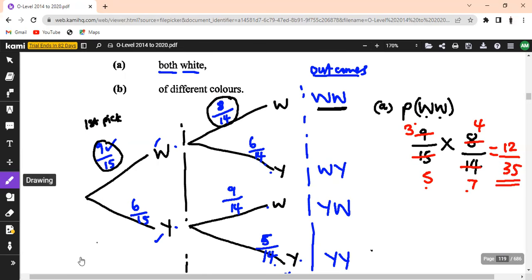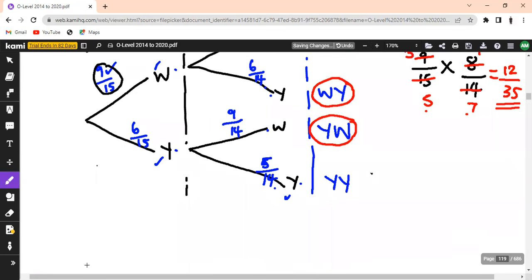All right, then we move on to the other part that we are given, which is to find the probability that they are of different colors. So which ones do we have that are of different colors? Different colors means we are talking about this region, which has white, yellow, and this one, which has yellow, white. So we are going to add these two probabilities: the probability of white, yellow, plus the probability of yellow, white.